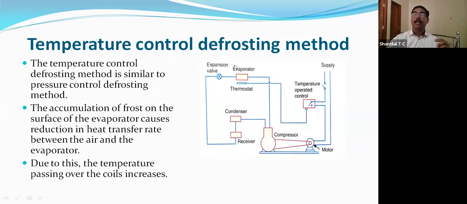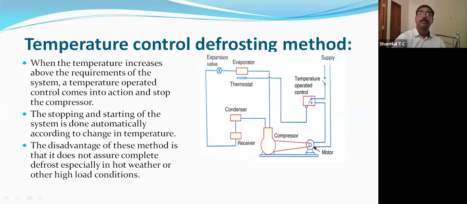Once the temperature comes down, this thermostat switches off the system. When the system is switched off, the inside temperature increases. By the increase of temperature, the frost melts. After the frost melts, when the temperature increases, the sensed temperature also increases and this contact point is closed and starts the system. By the temperature method, it is defrosting. This is known as the temperature control defrosting method.